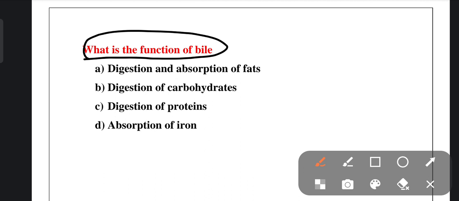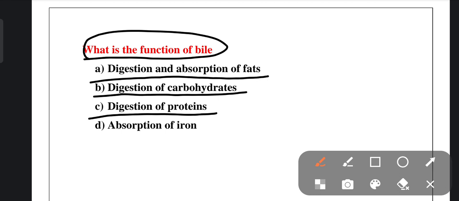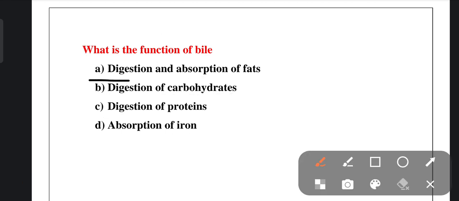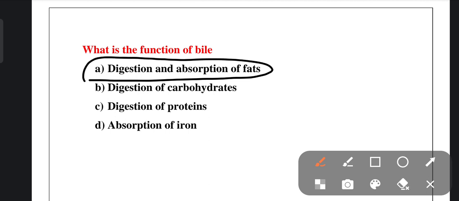So the next one is, what is the function of bile? Okay, it is a shiny green color fluid produced from the liver. So what is the function of bile? Option A, digestion and absorption of fats. Option B, digestion of carbohydrates. Option C, digestion of proteins. Option D, absorption of iron. The correct option is option A. So the digestion and absorption of fats depend on the bile.